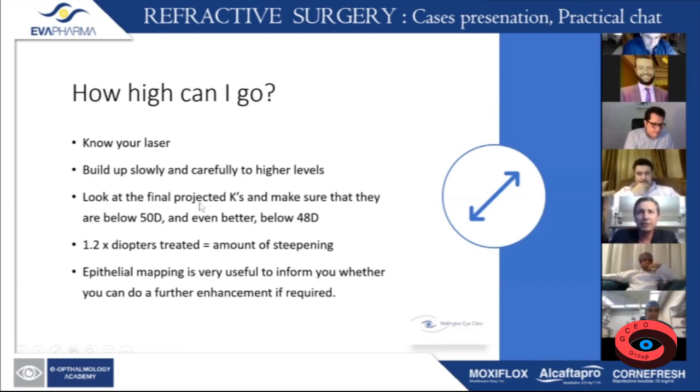This is a very important sentence. Look at the final projected Ks and make sure that they are below 50, and even better, try and keep them below 48. How does that work? If you've got a +3 and your cornea is 43, the +3 is going to induce 3.6 diopters of steepening. So now your 43 cornea is going to go to 46.6. That's below 48. That's fine. And then epithelial mapping is very useful to inform you whether you can do a further enhancement if required.